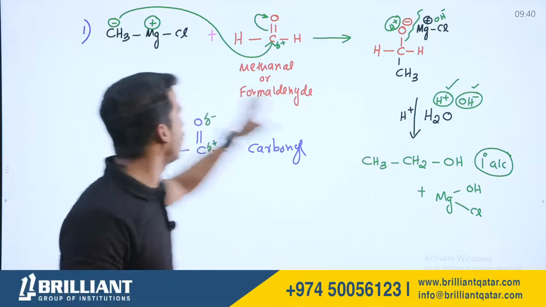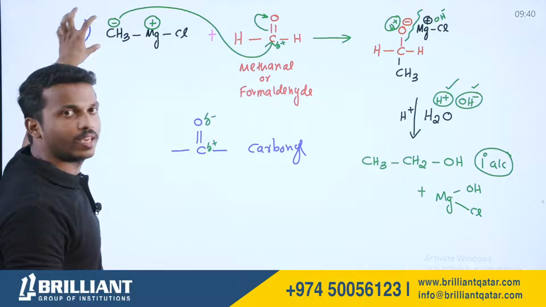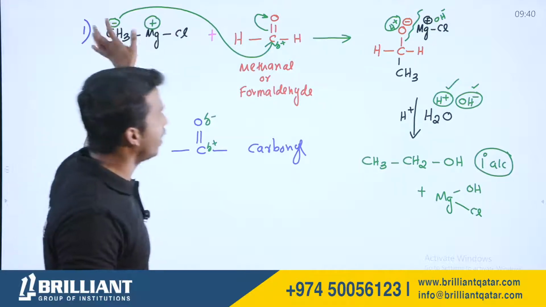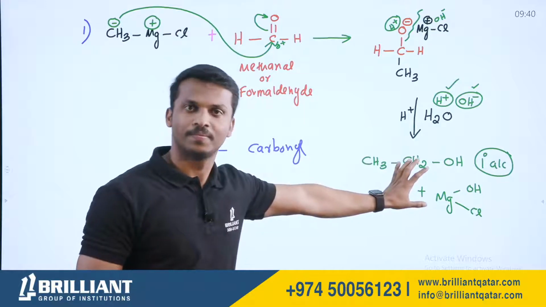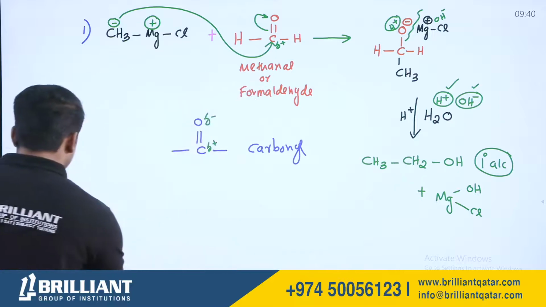Okay, instead of methyl, you can check it with the ethyl group, ethyl magnesium chloride. Yes, we will get primary alcohol. All right, let's go for the second example.